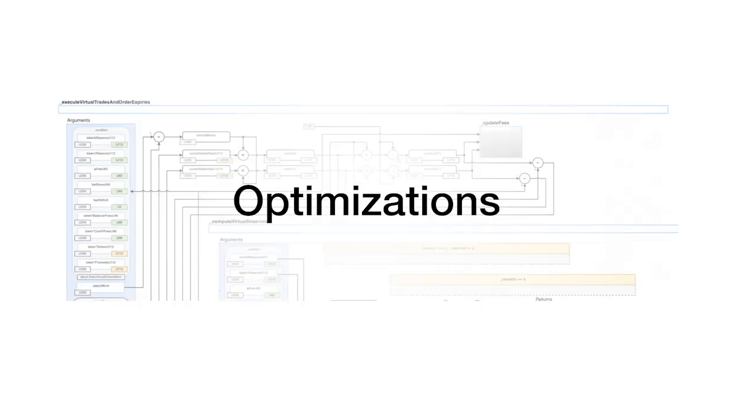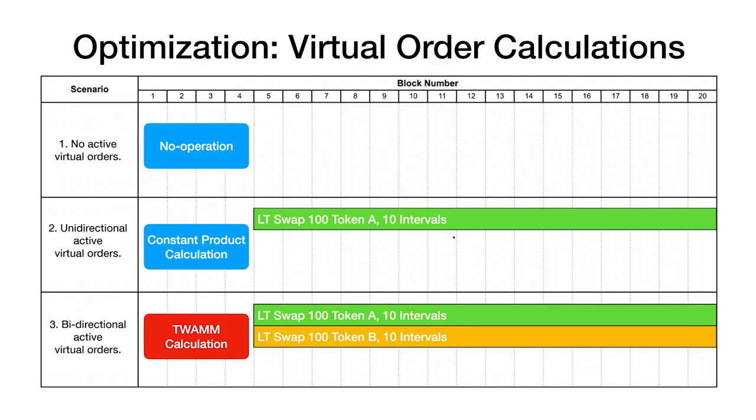Okay, so before we dive full on into the numerical analysis, I need to show some optimizations that took place in this. And this one has to do with virtual order calculations. So you're all familiar with no active orders. That's basically no math. You don't have to do anything.